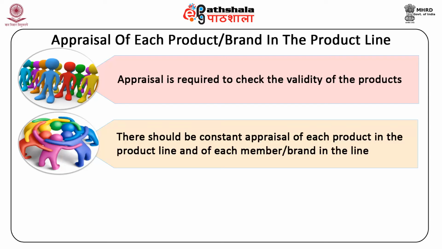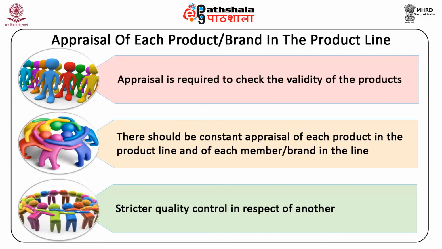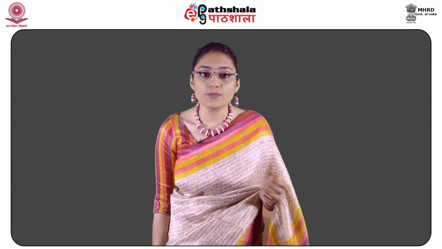The decisions may include withdrawal of the product in one case, stricter quality control in respect of another, giving an independent brand name to a product, and improving the utility of a product by adding a few features to it, or introducing a new product altogether in yet another case. Let us summarize what we have done in this module. The product life cycle discusses the stages which a product has to go through since the day of its birth to the day it is taken away from the market.